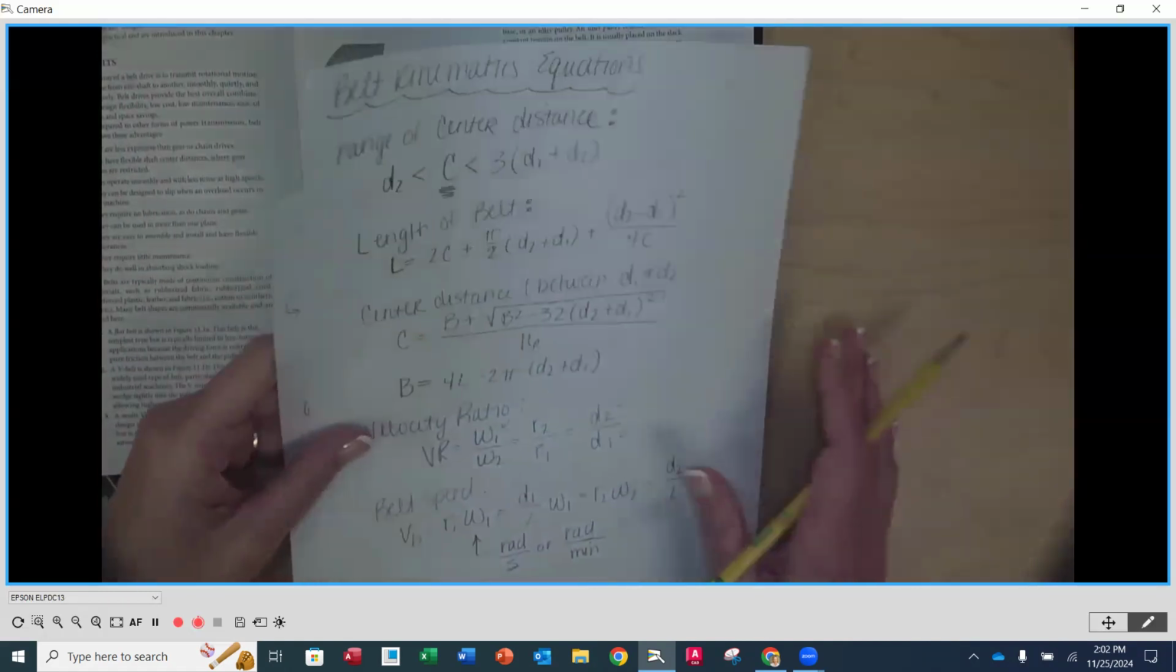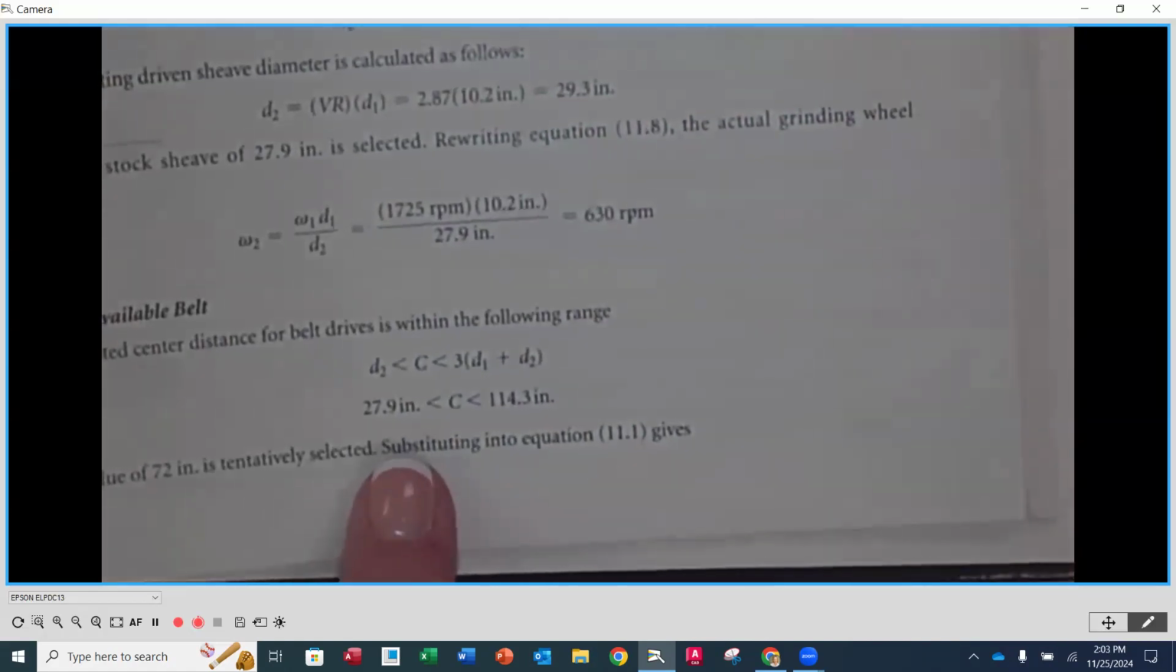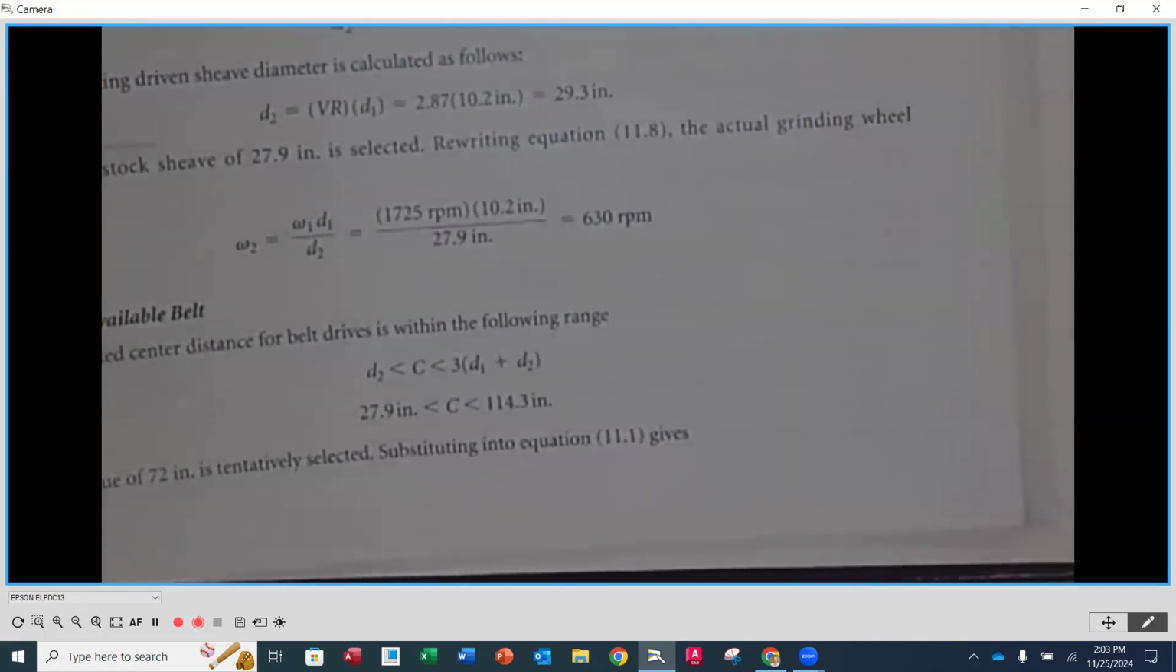Now let's just see what the book picked, just so that we can kind of go along with what they did. So down here at the very bottom in step number 5, you'll notice that we have to have our center distance between that range. So we'll write that very same thing out, making sure we understand what they did. This is our step number 4. They did a step number 5. So we know that our D2 has to be less than the center distance, but then the center distance has to be less than 3 times D1 plus D2.